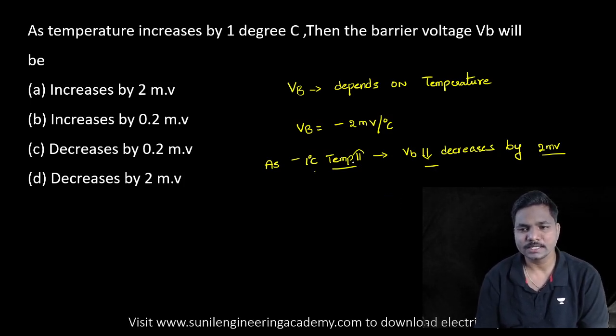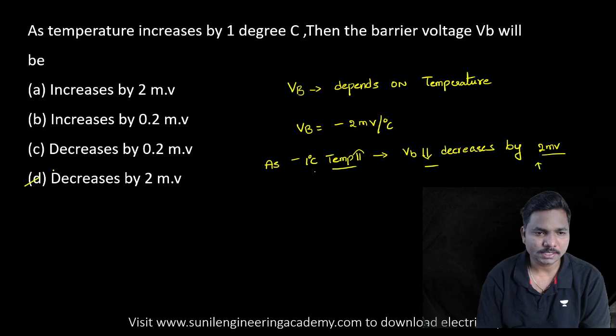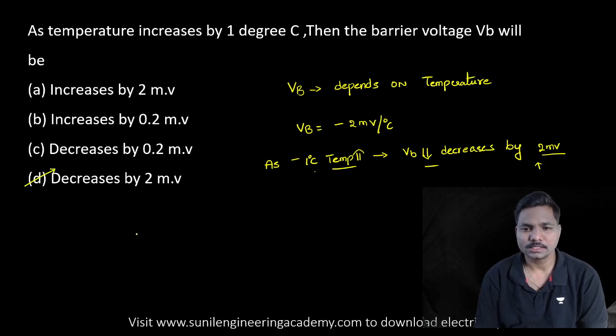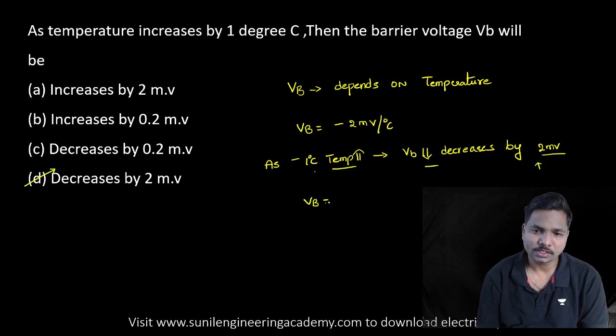As temperature increases by 1 degree, VB decreases by 2 millivolt. So the answer is option D. We can also write delta VB is equal to minus 0.002 delta T.